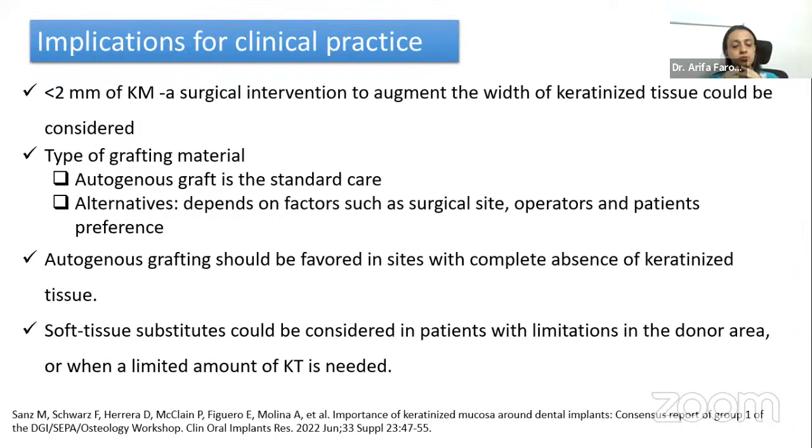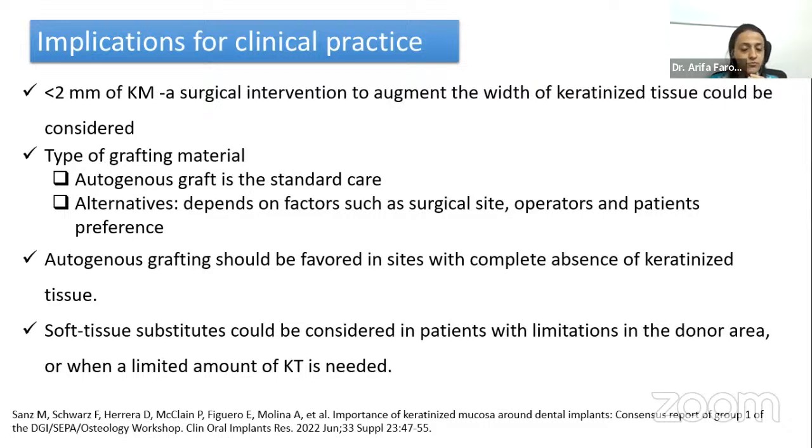If we come to the implications for clinical practice, whenever we see in our practice that less than 2 mm of keratinized mucosa is present, we should go for a surgical intervention to augment the width of keratinized tissue whenever there is a possibility, or we see signs of inflammation. So there is the question of what type of grafting material one should go for. One should always try to go for the autogenous graft, that is your free gingival graft. That is still the gold standard.